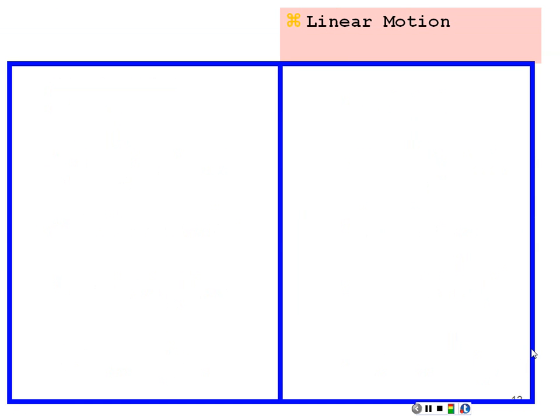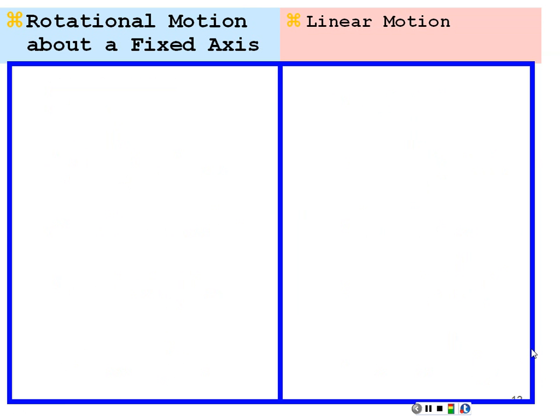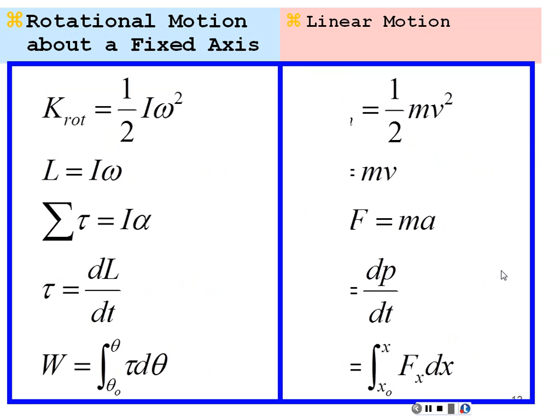For linear motion, we have a bunch of other formulas. We have kinetic energy, we have momentum, we have Newton's second law, the summation of all the forces equals ma. We have Newton's second law in momentum form, force equals the change in momentum per time. We have work, which is the integration of a force over a displacement, dx, from initial to final.